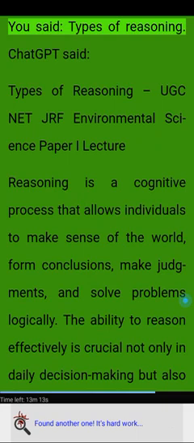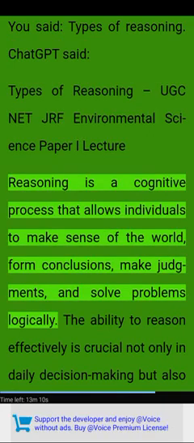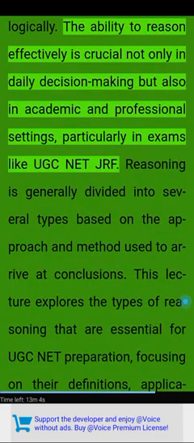UGC NET 2018. You said, types of reasoning. ChatGPT said: Types of reasoning, UGC NET JRF Environmental Science Paper I lecture. Reasoning is a cognitive process that allows individuals to make sense of the world, form conclusions, make judgments, and solve problems logically. The ability to reason effectively is crucial not only in daily decision-making but also in academic and professional settings, particularly in exams like UGC NET JRF.